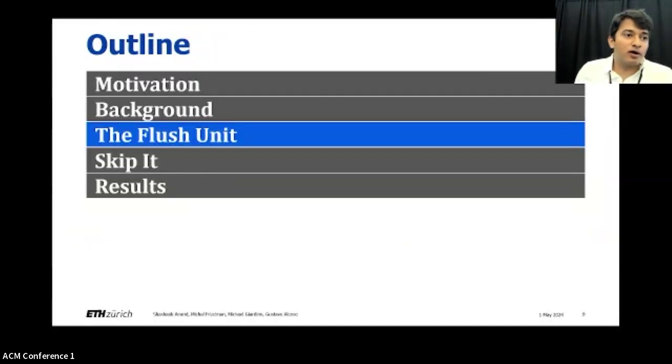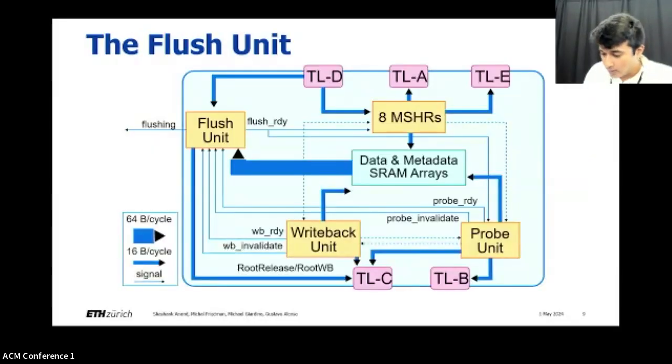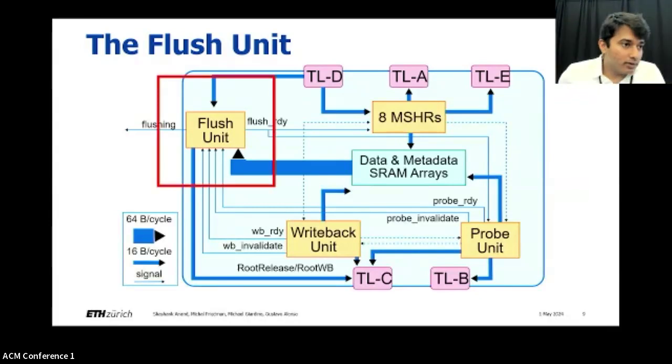All right, so for the first part of our work, the flush unit, this is a picture of the L1 data cache of the BOOM core. As you can see, there are standard MSHRs, the SRAM arrays, and the write-back unit and the probe unit that take care of cache coherency and cache line eviction operations. And there are the TileLink on-chip communication channels that go in and out of the L1 cache. Our flush unit plugs into the L1 cache and is the unit that is responsible for handling the instructions that are issued from the load store unit.